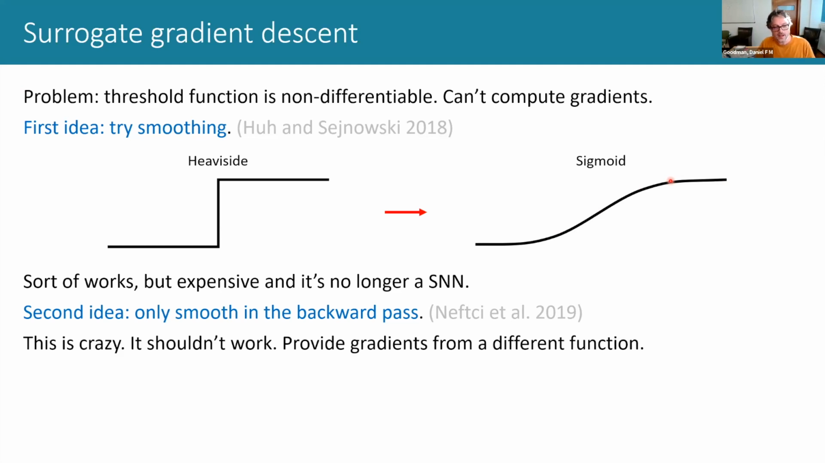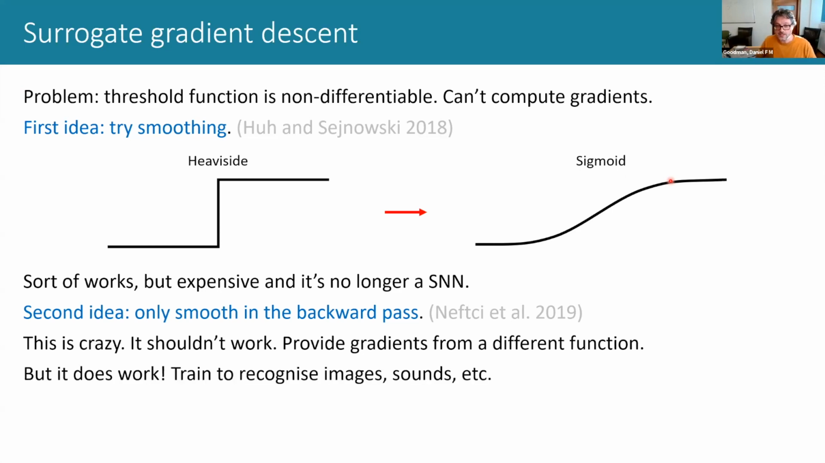And this is, in a way, a kind of crazy thing to do. It shouldn't work. You're following gradients from a function that's different from the one that you actually want to optimize. But it turns out that it does. And in fact, it's been a fantastically powerful tool for training spiking neural networks to do the sort of tasks that we've seen in machine learning, recognizing images, sounds, and stuff like that. To my knowledge, we don't have a good mathematical explanation as to why this works.